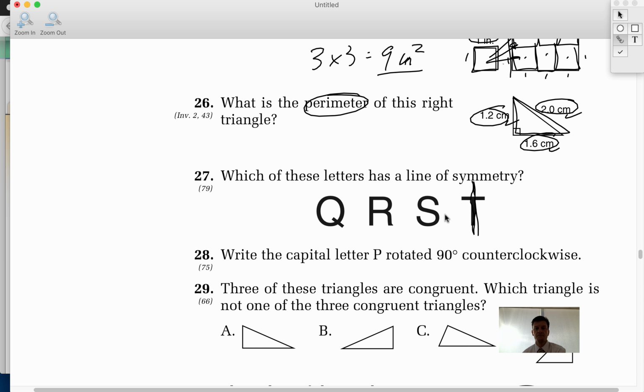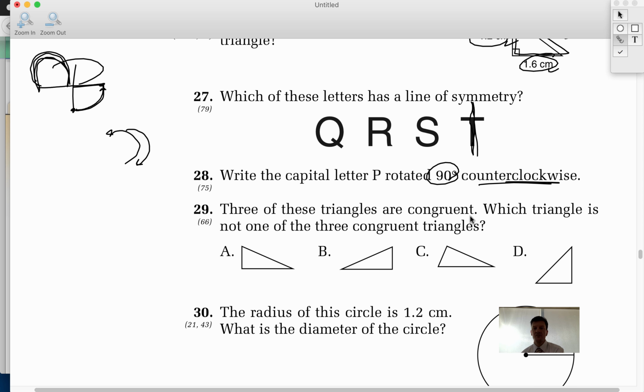Okay? Write the capital letter P, rotate it 90 degrees counterclockwise. So if you take the letter P, we're going to rotate it 90 degrees counterclockwise. Well, the hands of the clock move this way, so we're going to go counterclockwise, back the other way. So we're going to take this P and rotate it 90 degrees. Just take one point right here and rotate it 90 degrees. So it's going to be here, and then draw your P again. So it's like a P that's kind of on its back, all right? Just like that.